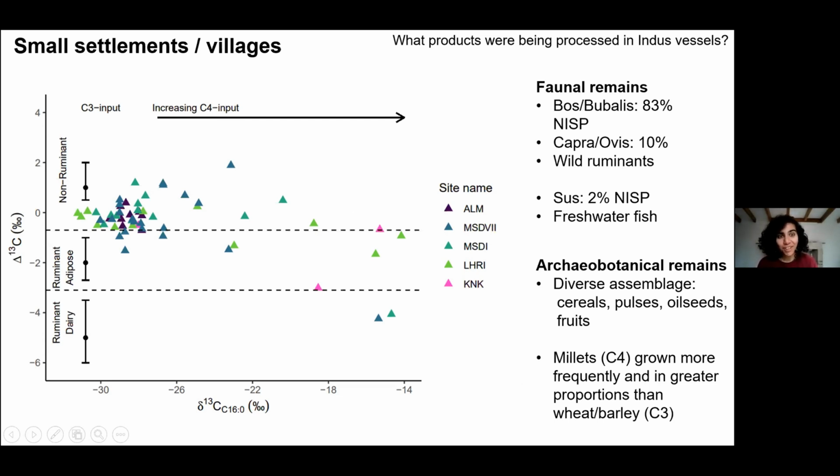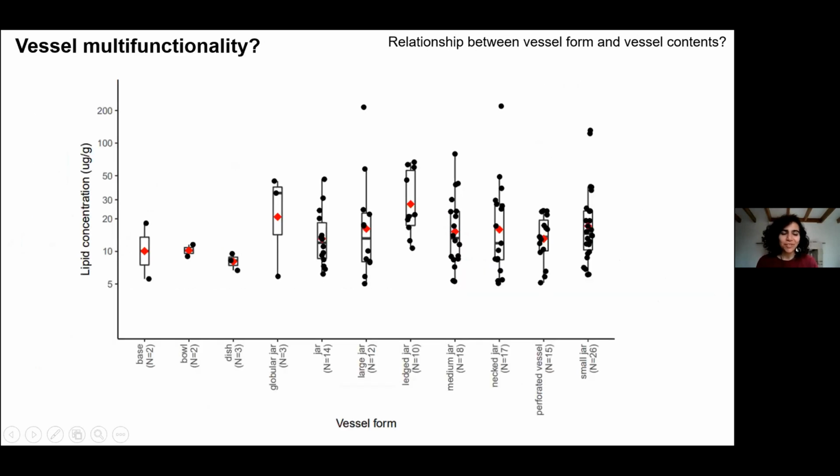So how do I explain this? I will get to that, but essentially some other questions that I asked were if there was a relationship between the vessel form and the vessel contents. And when I look at simply lipid concentrations, it's not so easy to say, oh yes, these vessels were used more often or they had very high lipid concentrations.